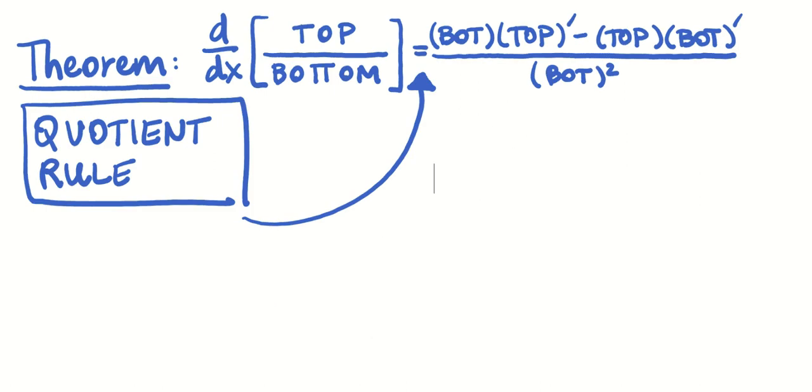Okay, let's talk about the quotient rule. Now the quotient rule, a lot of times you'll see it in the textbook written as the derivative of f of x divided by g of x.